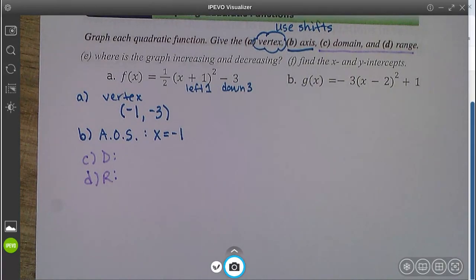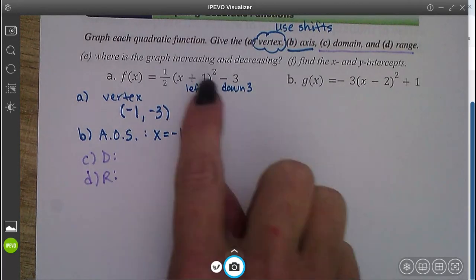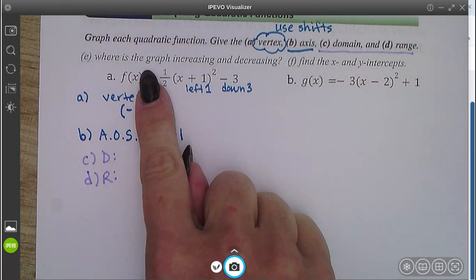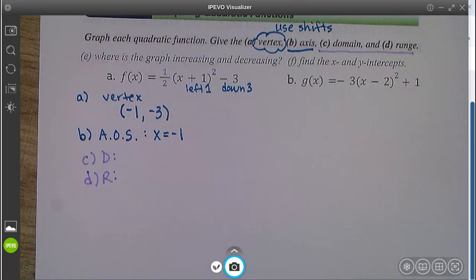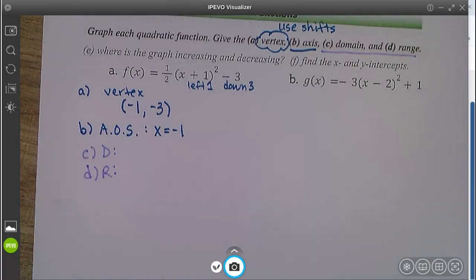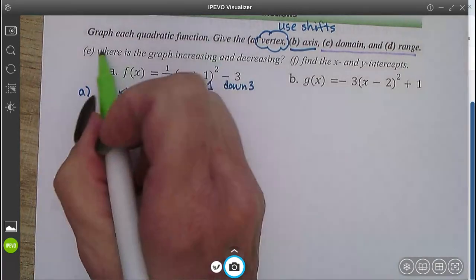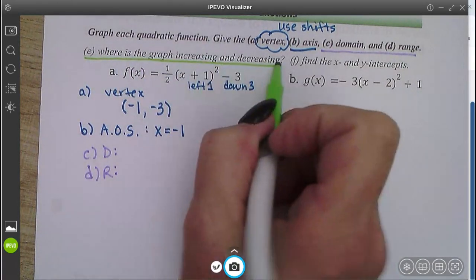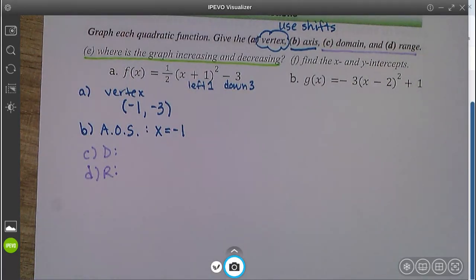And then where is the graph increasing and decreasing? Oh, we need the graph for that as well. So, okay, we'll come back to where it is increasing and decreasing after we have the graph. And let's find the x and y intercepts.